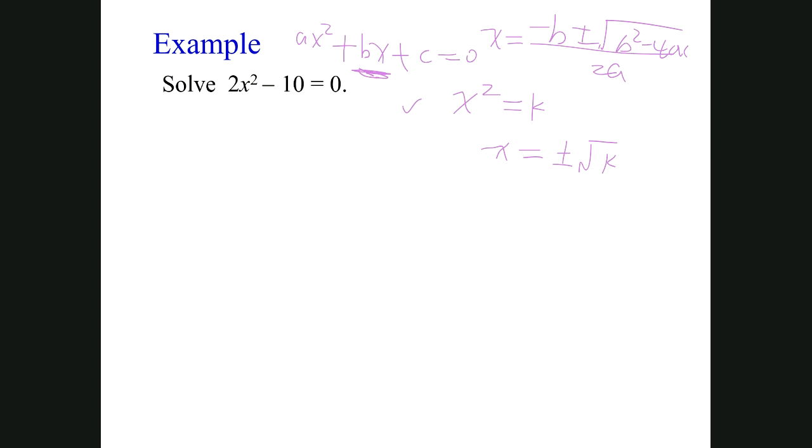So how do I use this one right here? Now I'm going to have to put it in the form x squared equal to k. So I'm going to add 10 on both sides, right? Add 10 on both sides in here. We're going to plus 10 on both sides, okay?